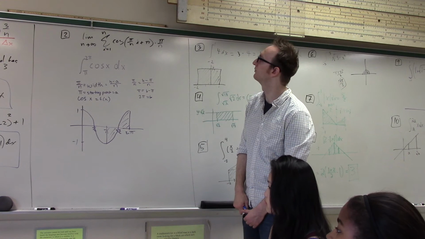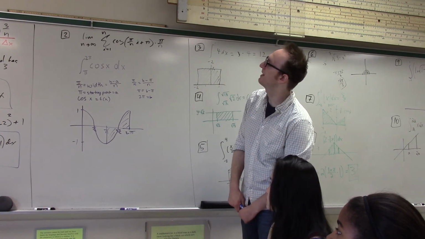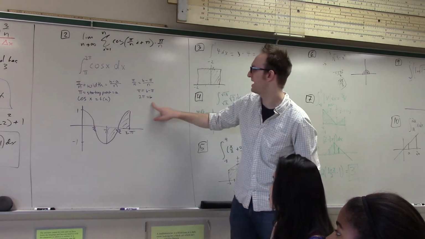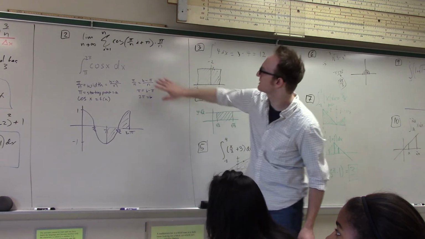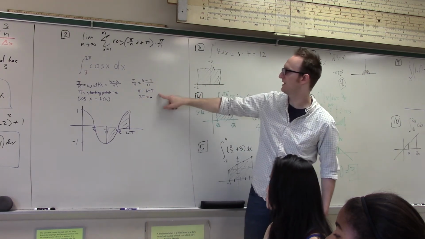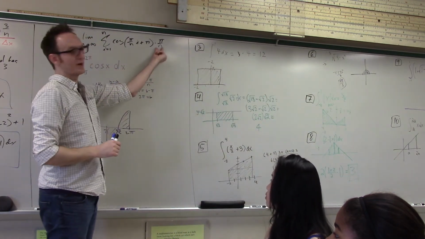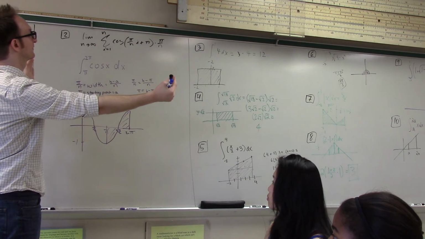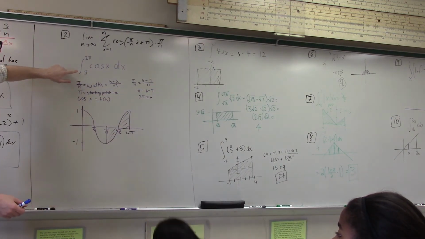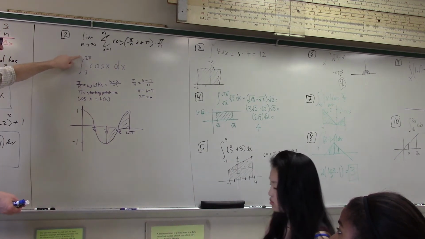Everything seems good, right? So once I have n rectangles, my total width is going to be pi. She did this kind of weird thing over here with delta x being b minus a over n. That works also. But I just think of it as, if I have n rectangles, and the width of each is pi over n, then the total width of the interval will be pi. And so this is going to be the integral from pi to 2 pi of cosine x dx.